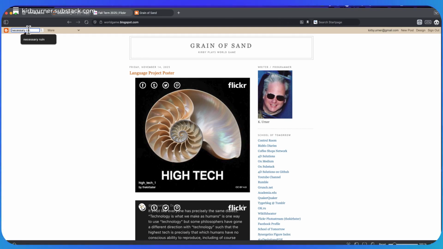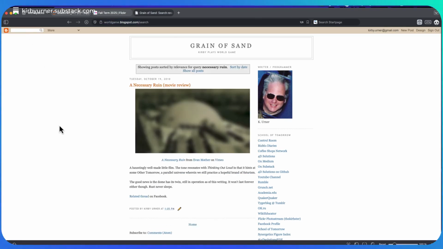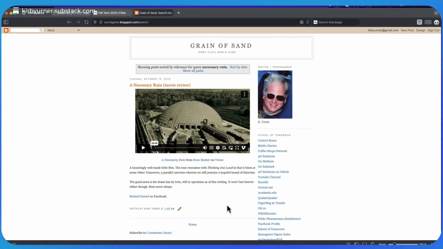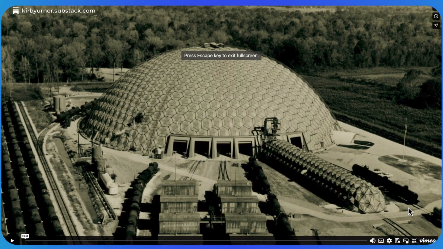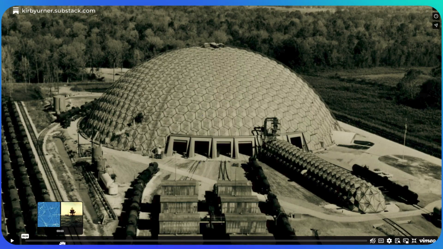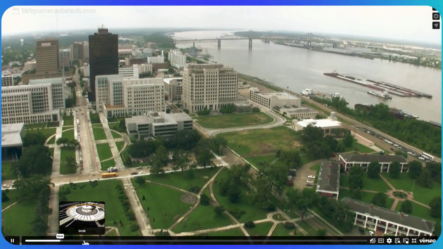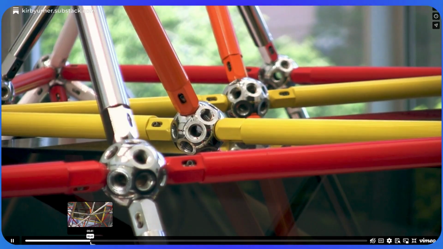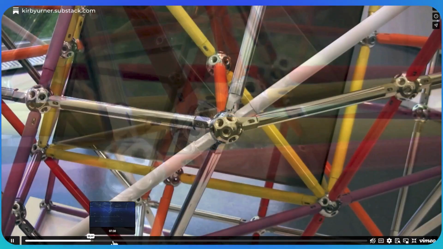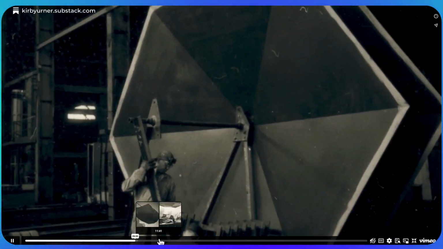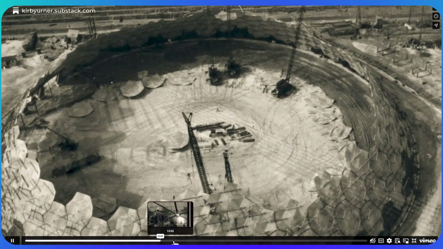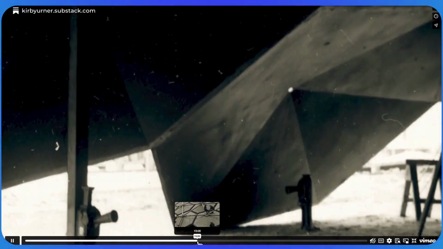By the way, A Necessary Ruin: The Destruction of the Union Tank Car Dome is probably my favorite movie about Buckminster Fuller to date. And it's not even really about him. It's partly why I like it, but it shows how he swoops in and takes credit for stuff, and I'm not faulting him for that. I think he did his homework. He did get the patents, whether you say it's original or not. He did do the business of domes, and he did it well. And there are millions of domes out there.